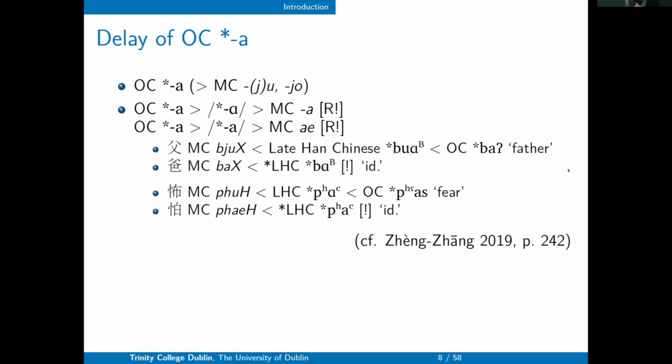And the second example is pu, which means fear in Old Chinese, and it was reconstructed as pus or the like, and its regular Middle Chinese reflex is pu with a departing tone. However, it also has another Middle Chinese pronunciation as pa with departing tone, and it was written with a new character. So we actually see some examples that there were the delay of Old Chinese R.